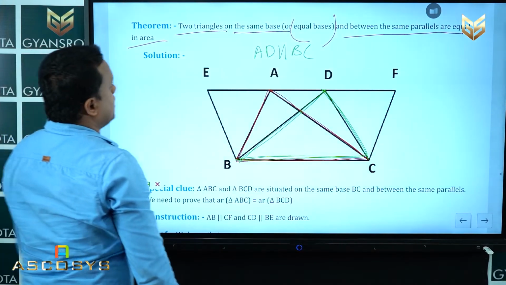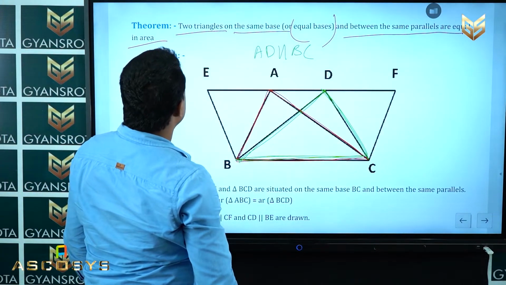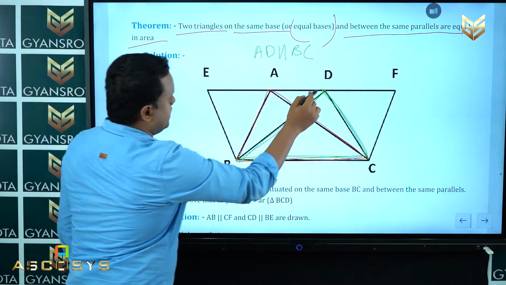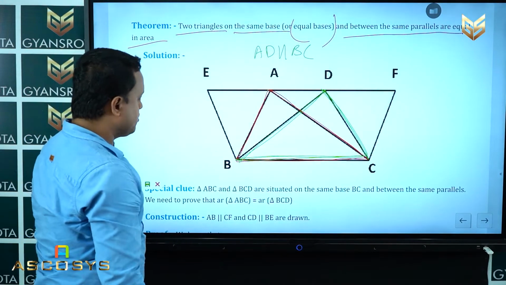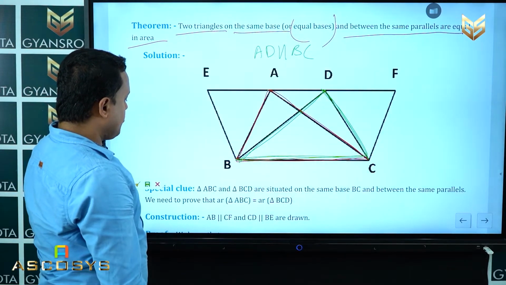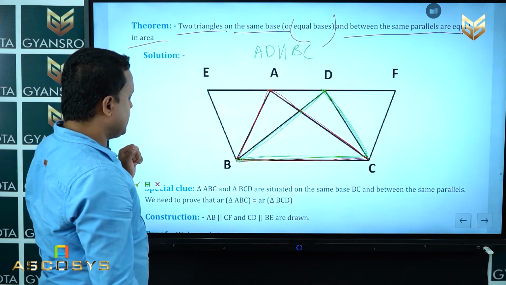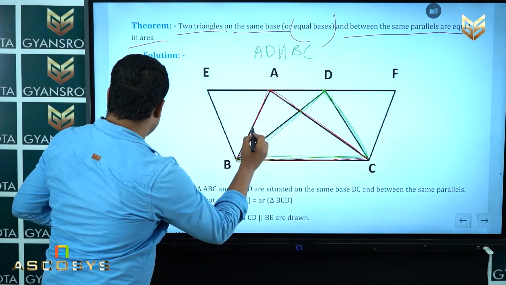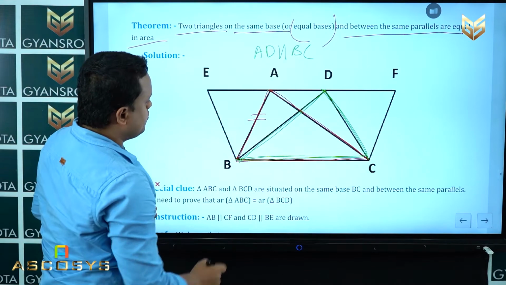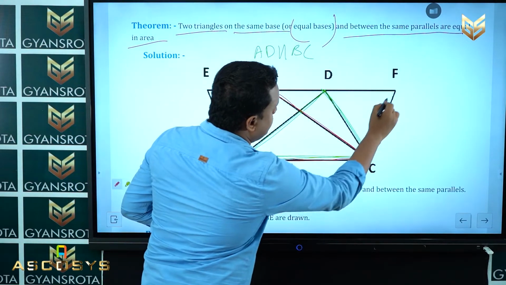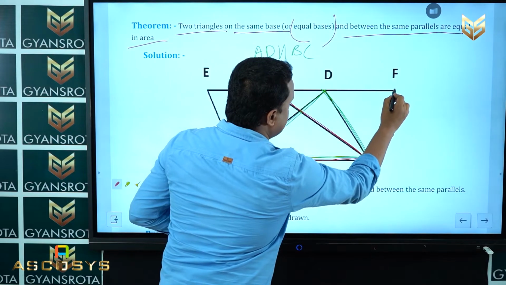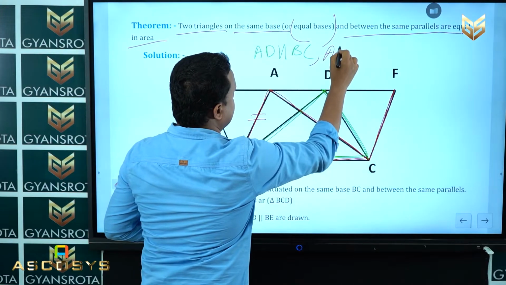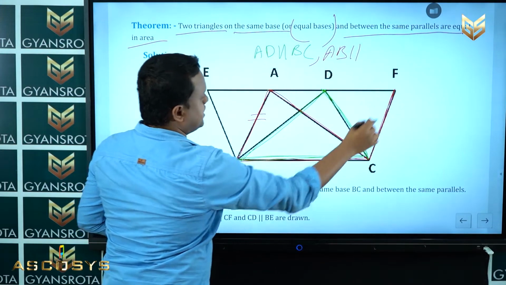Now, we need to show that the area of ABC is equal to the area of DBC. So, how are we going to show that? First of all, we need to do some construction. Parallel to this line AB, from the point C, we have to draw another parallel, CF. So, the first construction is AB parallel to CF.